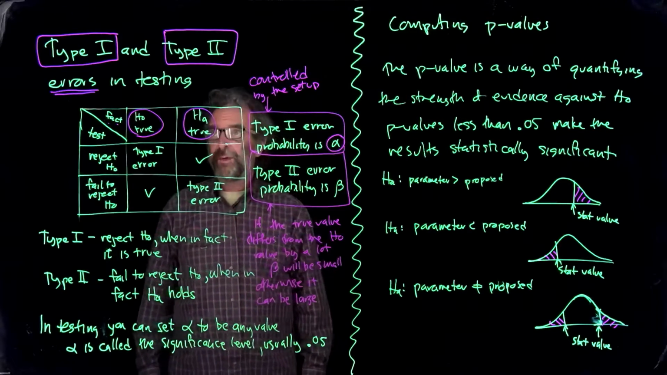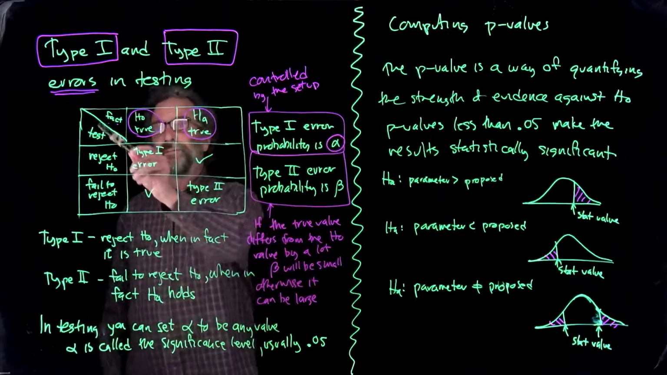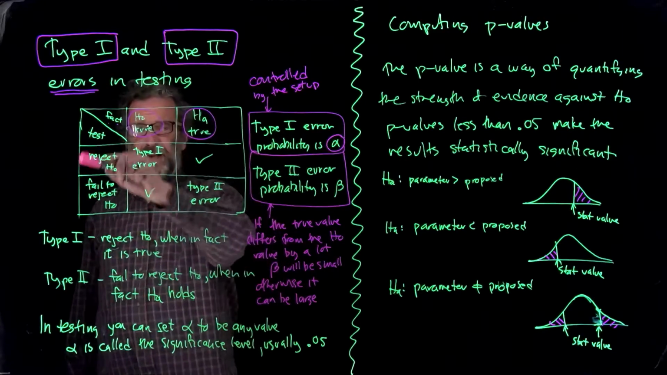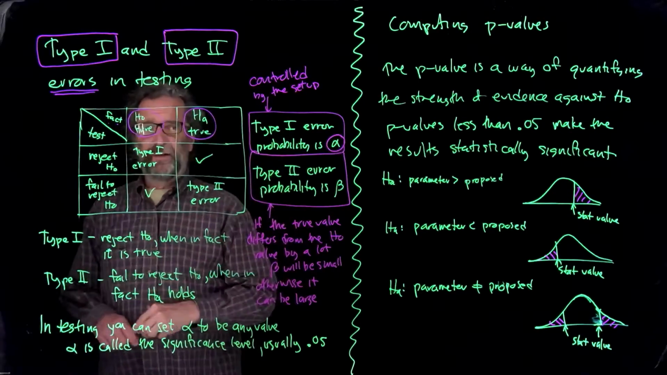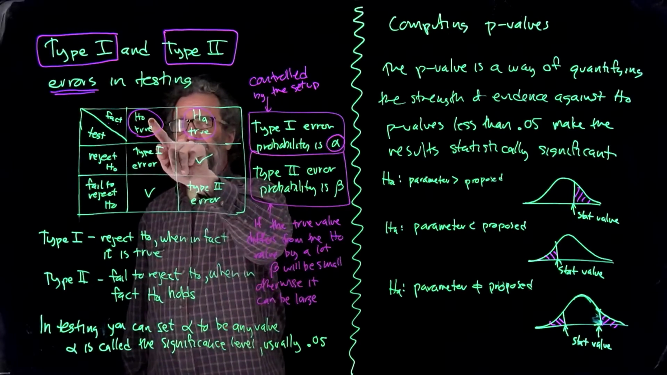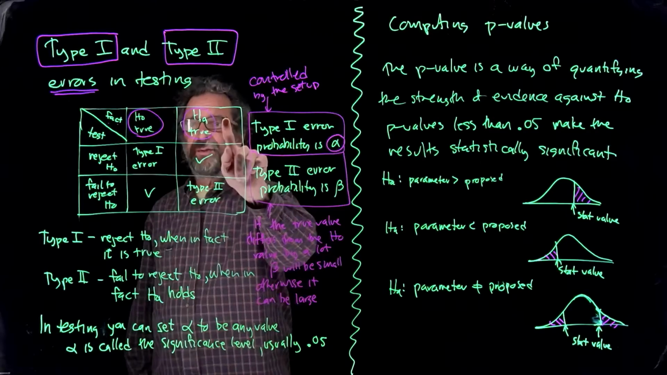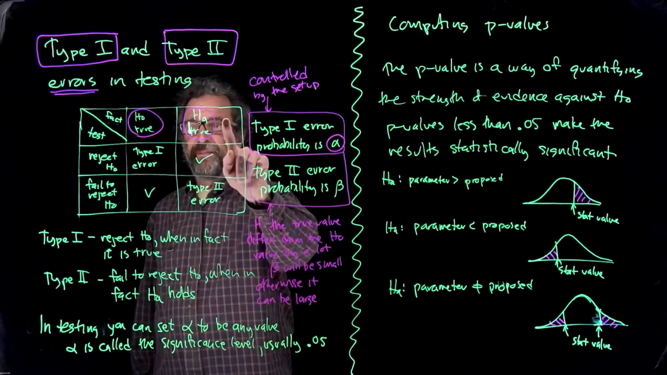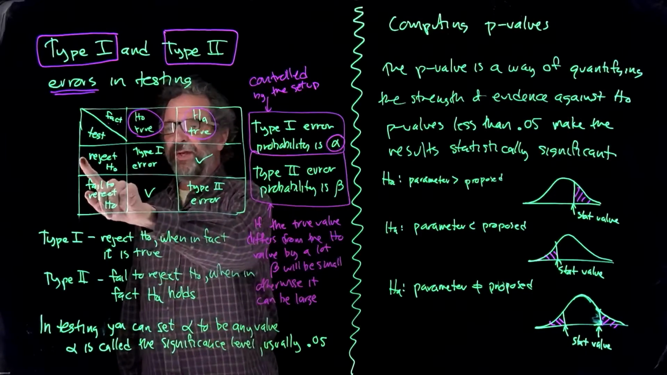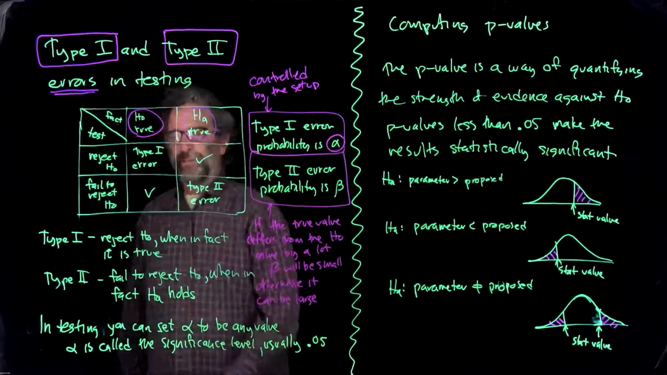Okay, we're talking about type 1 and type 2 errors in testing. So here's a grid that kind of describes how this works. Here's the fact: the null hypothesis is true, the alternative is true, and the null hypothesis is false. That's maybe what the truth is. Over here is what the test result is. Reject the null hypothesis, fail to reject the null hypothesis.